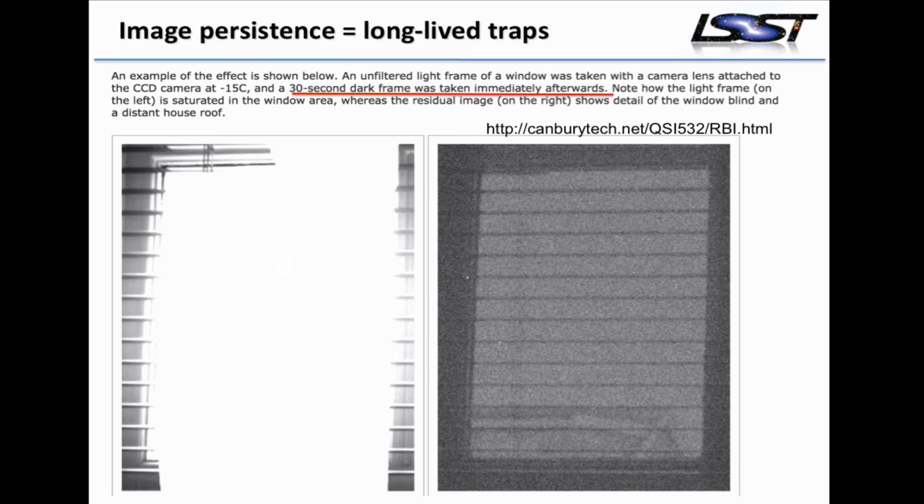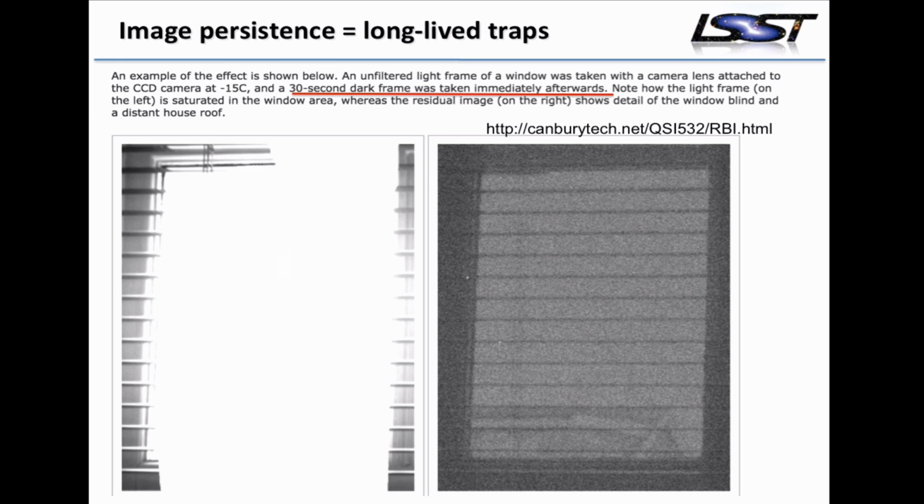Another thing that can add fictitious charge is what's called image persistence. So these example images, shamelessly stolen from the web: on the left-hand side is a picture taken with a CCD camera where they really blasted it. You can see it's really kind of saturated in the center. And then they really quickly took a 30-second dark frame with the shutter closed and read it out.